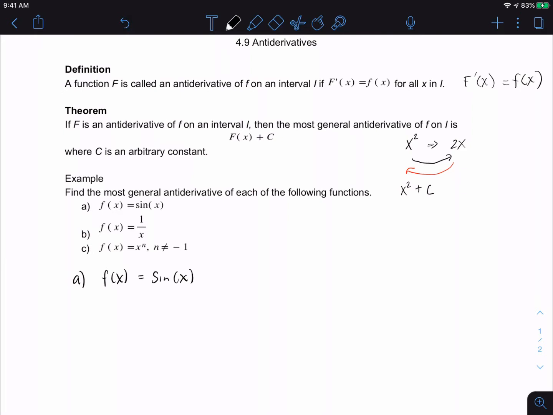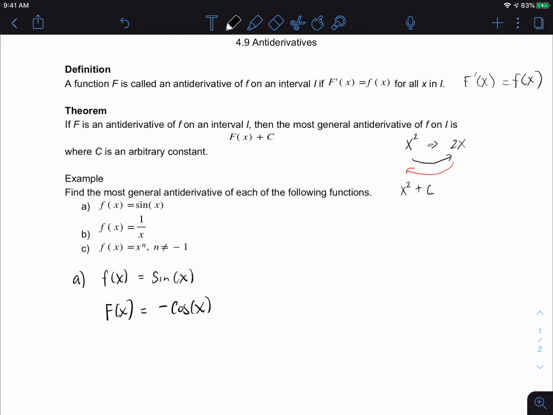What do you guys think? Cosine? That's right. So our antiderivative is going to be equal to negative cosine of x, right? Because the derivative of cosine gives us negative sine, but we need the negative.